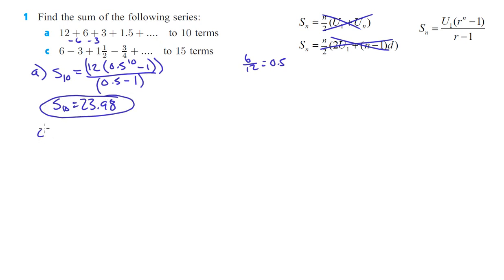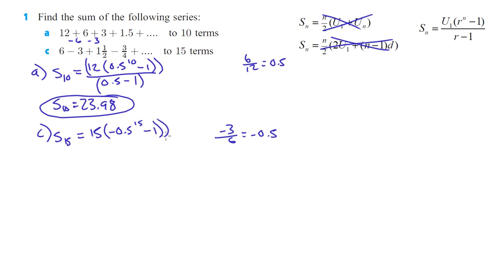Okay, and then for C, we're going to want to do the same thing here. Use this geometric formula. So the sum of the first 15 terms is going to be 15 times the rate. We got -3 divided by 6 is -0.5. 1.5 divided by -3 is also -0.5. Right? So we get -0.5 all to the 15th term minus 1.